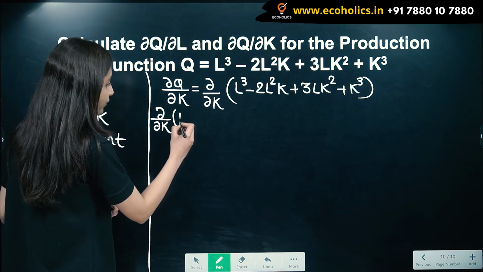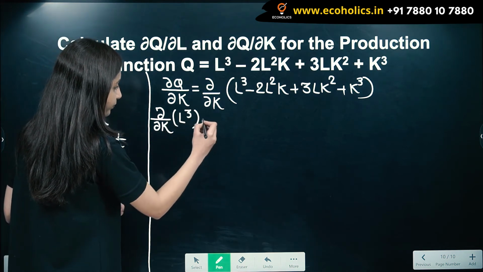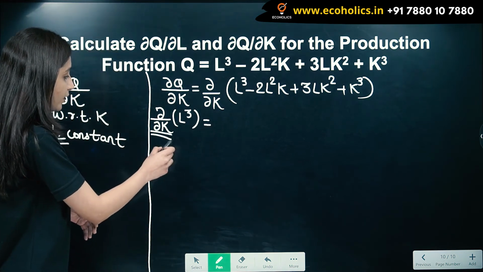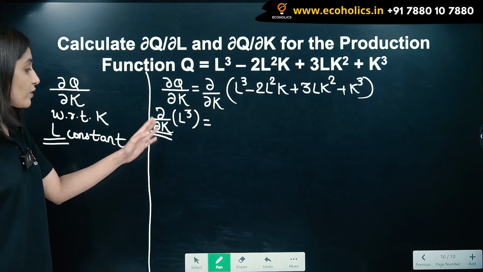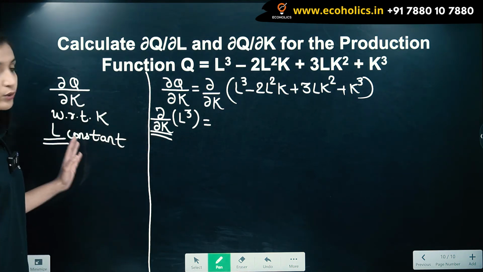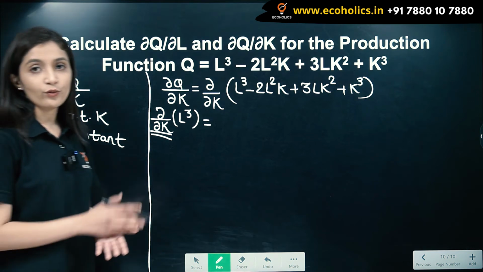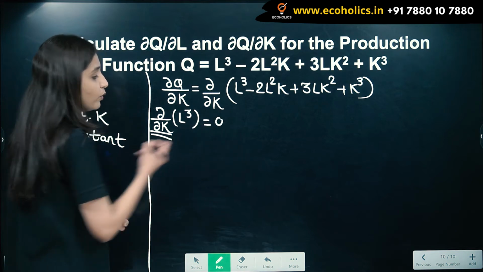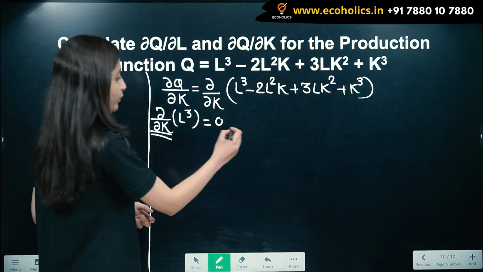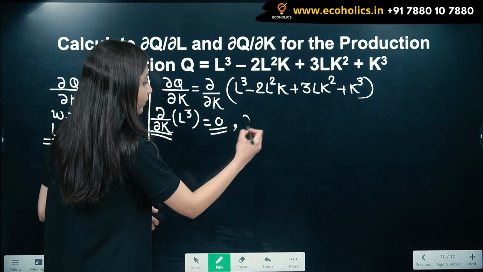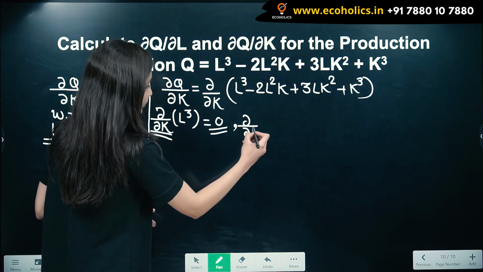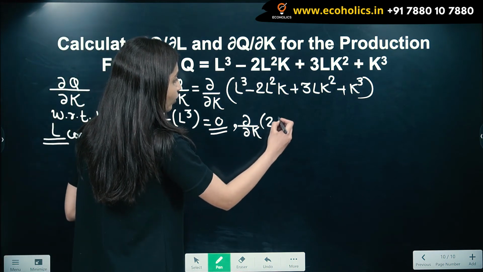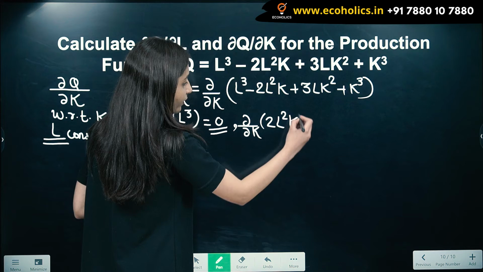So first we have L cube, and we are going to differentiate with respect to k. Because we are taking L as constant, we know that derivative of a constant term is always 0. Therefore, this term becomes equal to 0. Now, let's take the other term, 2L square k.